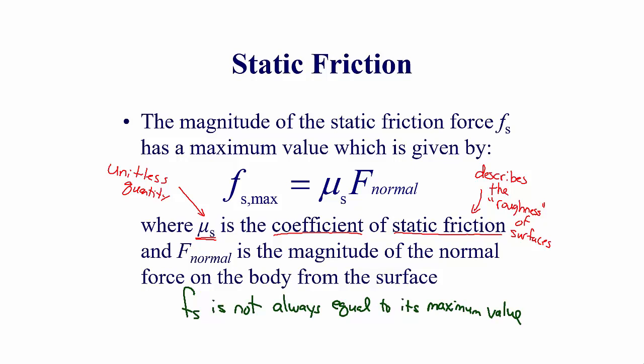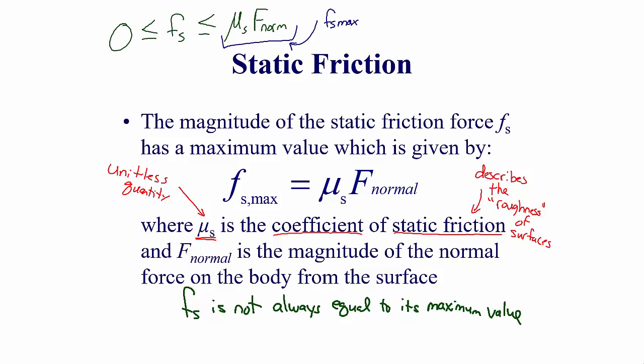The important thing to note, though, is that static friction is not always equal to its maximum value. In the example that we just talked about, the static friction at the beginning, when I wasn't pushing on the box, was 0. And then that force got bigger and bigger. So the static friction was just as big as it needed to be to keep the object from sliding. And it can get larger and larger up until this maximum value.